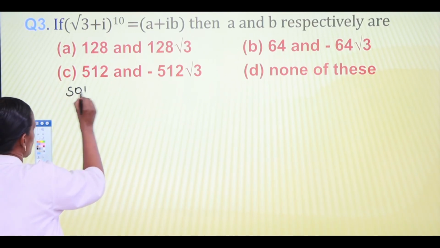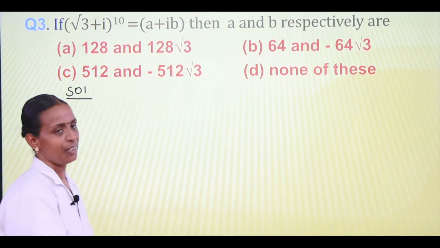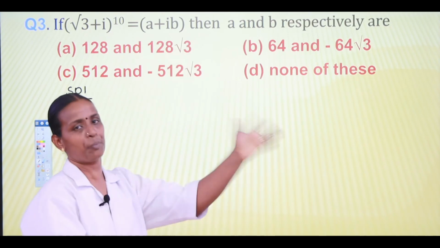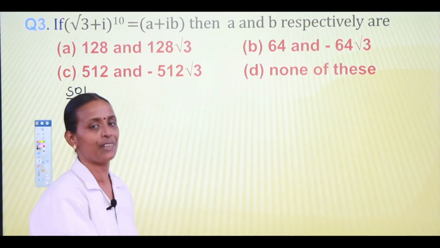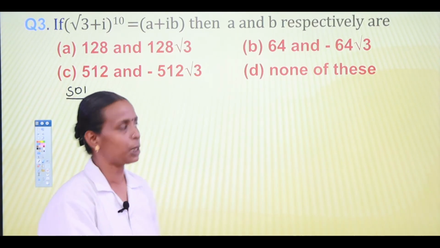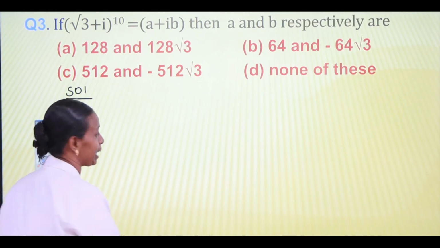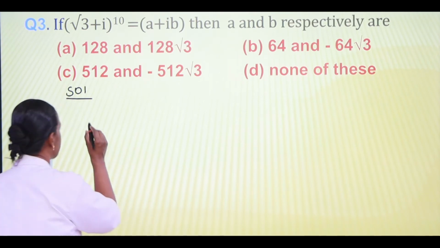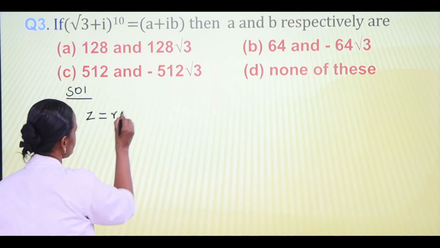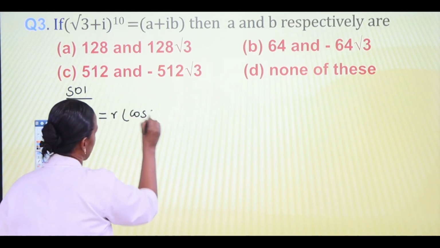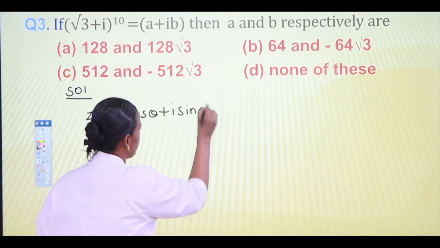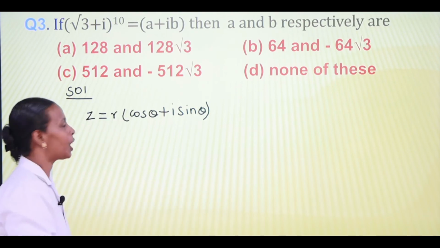Just listen. Suppose we take modulus on both sides, we get only the value of a square plus b square, but we want to find the values of a and b separately. To find this, we have to use the polar form. We have to write the complex number in polar form. Suppose z is your complex number, then z equals r into cos theta plus i sin theta. This is the polar representation of a complex number.